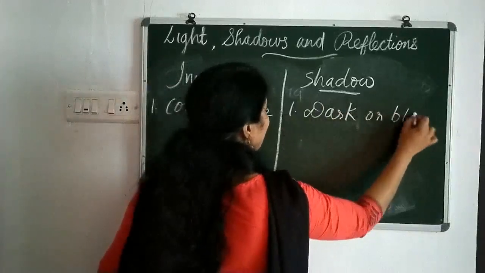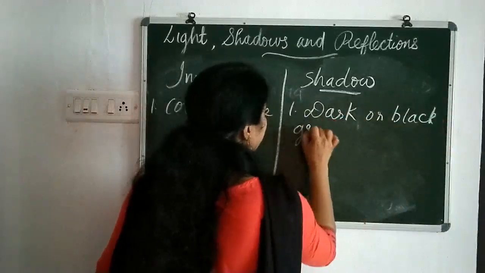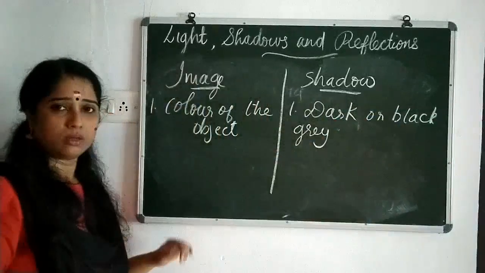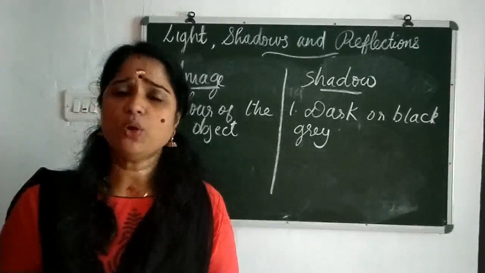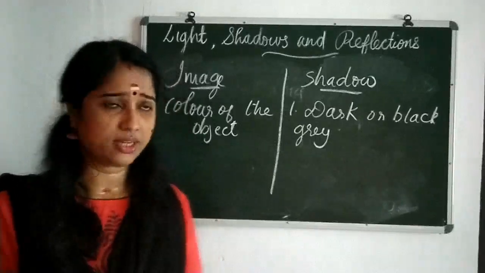Dark or black, or otherwise we can say grey color. Dark or black or different shades of grey color, when shadow cannot show us the color of the object.